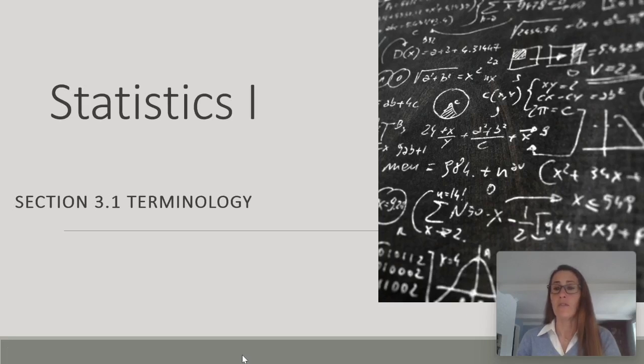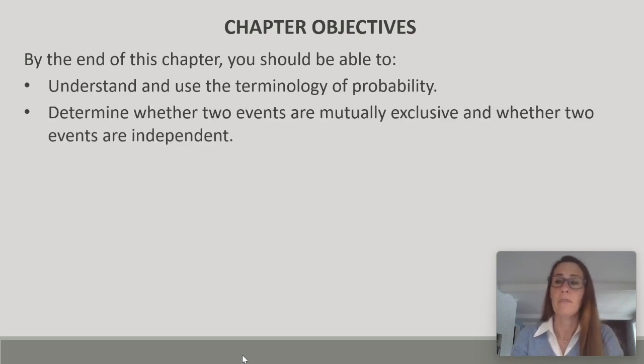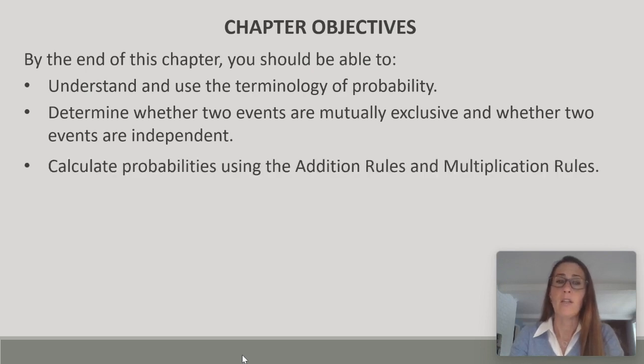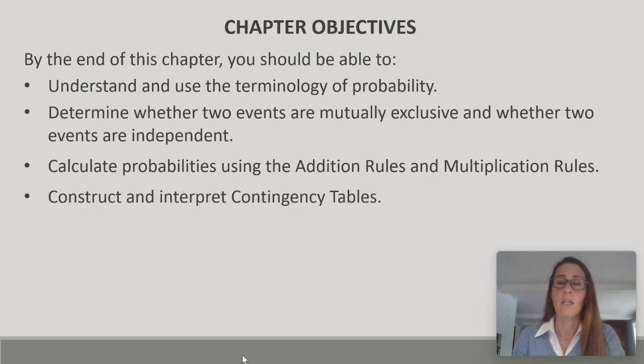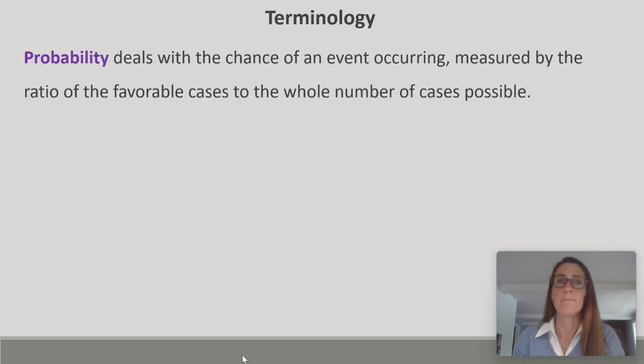This video is going to be the first one in our probability section, section 3.1, terminology. So by the end of this chapter, you should be able to understand and use the terminology of probability, determine whether two events are mutually exclusive and whether two events are independent, calculate probabilities using the addition rules and multiplication rules, construct and interpret contingency tables, construct and interpret Venn diagrams, and construct and interpret tree diagrams.